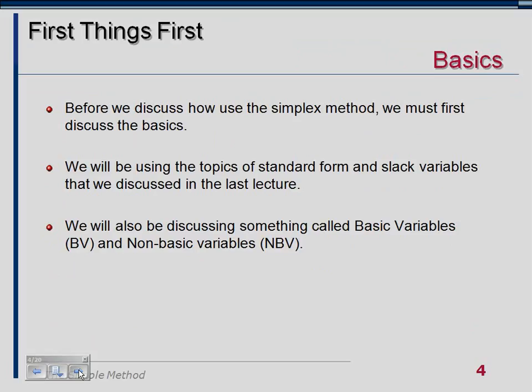Standard form, all you're trying to do is get rid of inequalities, all right? And you're having to give up something to gain something. So you're getting rid of an inequality, and you're adding a variable, okay? And I'm going to show you why that's important here in a moment. We're also going to be discussing something called basic variables and non-basic variables, okay?